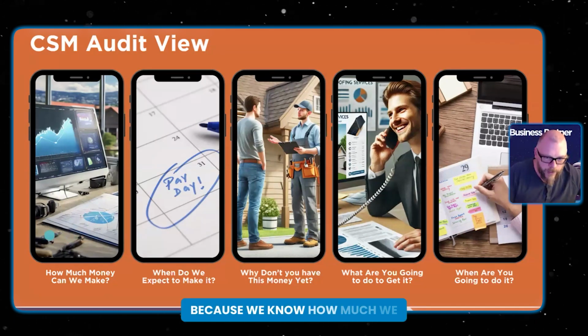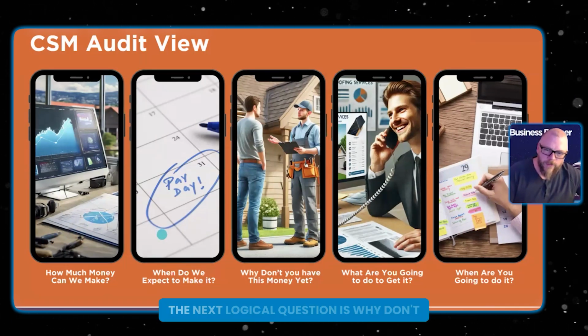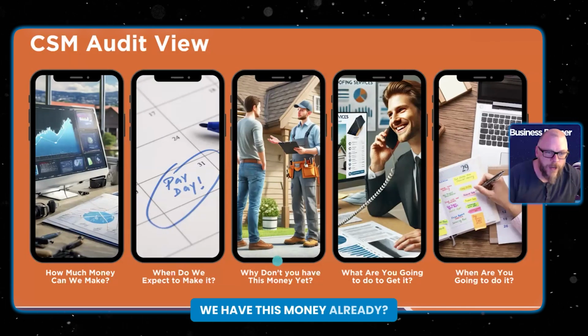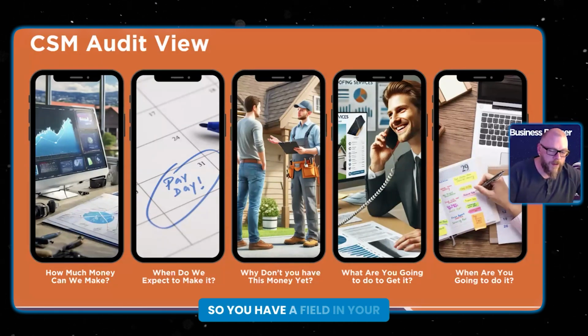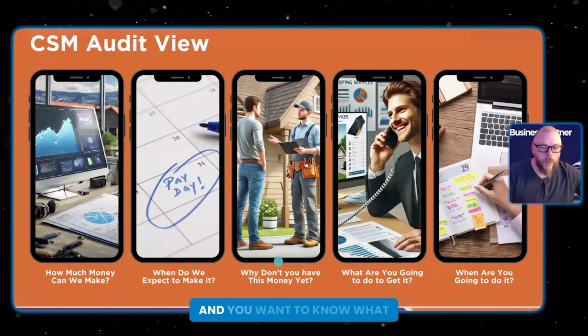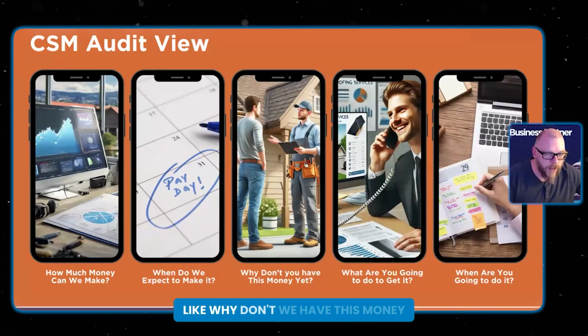Then, because we know how much we can make and when we expect to make it, the next logical question is, well, why don't we have this money already? We already did the inspection. Why don't we have this money? That's your objection. So you have a field in your system called the objection, and you want to know, what is the customer objection? Like, why don't we have this money yet?